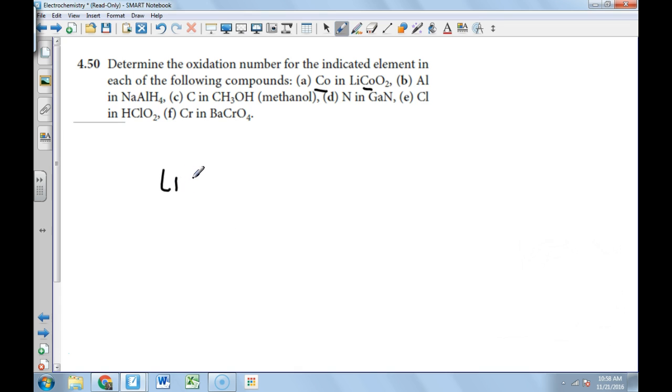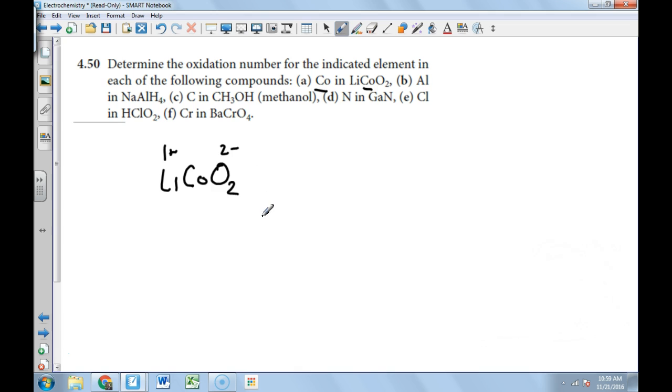So we have lithium CoO2, okay? So doing this, we have to know certain rules about our oxidation states. So oxygen is almost always going to be a 2-. In lithium, remember, if it's a metal, typically it's just the charge that it normally forms. So lithium is going to be a 1+.